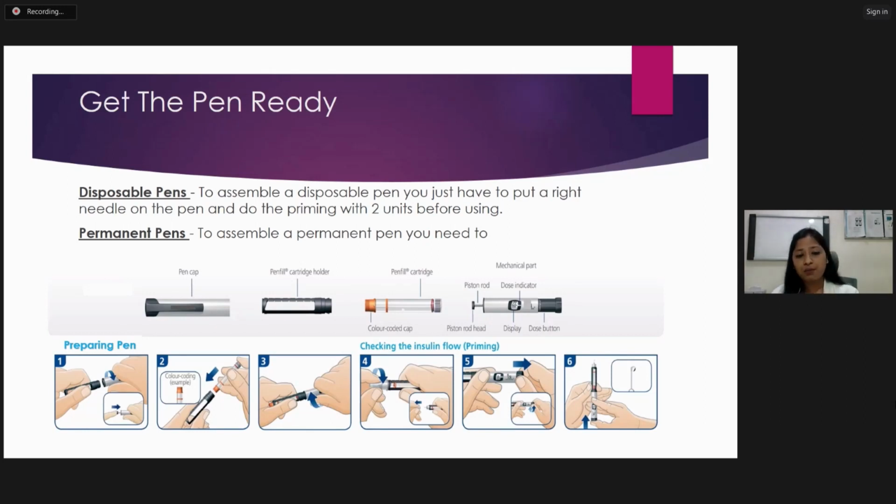When it comes to the permanent pen, how do we assemble it? Three things would be there: pen, cartridge, and needle. We have to open the pen, load the prescribed insulin cartridge, put on the needle, and do the priming with 6 to 8 units every time we load a new cartridge. Not every time before injecting or whenever we change the needle, only once whenever we are changing the cartridge.